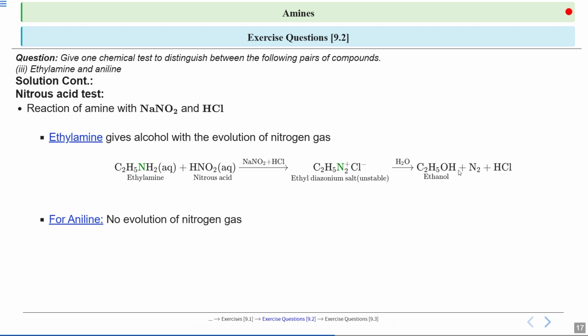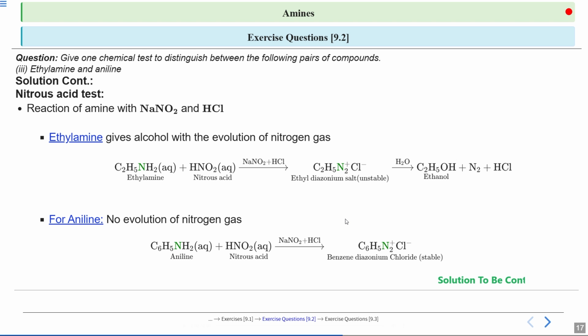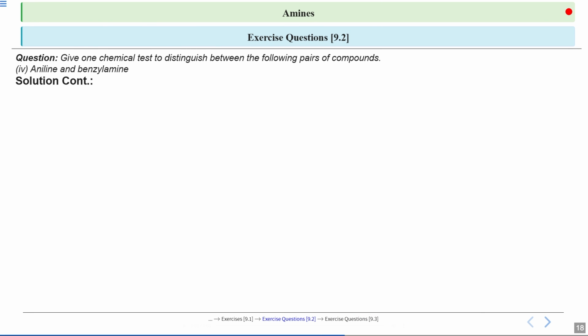And if we talk about aniline, no nitrogen gas is evolved because the amino group is attached to the benzene ring, which prevents the release of nitrogen. When aniline reacts with nitrous acid in presence of NaNO2 and HCl, it gives only benzene diazonium chloride. In this case it is a stable one, and no N2 gas is being released. So this is how you can distinguish between an alkyl amine and an aryl amine.